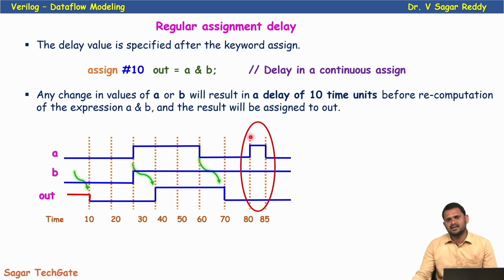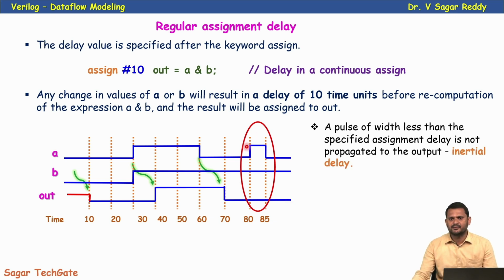Now see here, A changes from 0 to 1 at time unit 80 and becomes 0 again after 5 units of time. You may expect this pulse to appear at the output as it is, but we won't get it. This is a pulse width less than the specified assignment delay. What is the delay specified here? 10 time units. This pulse width is 85 minus 80, only 5 time units, which is less than the actual delay. A pulse width less than the specified assignment delay is not propagated to the output.